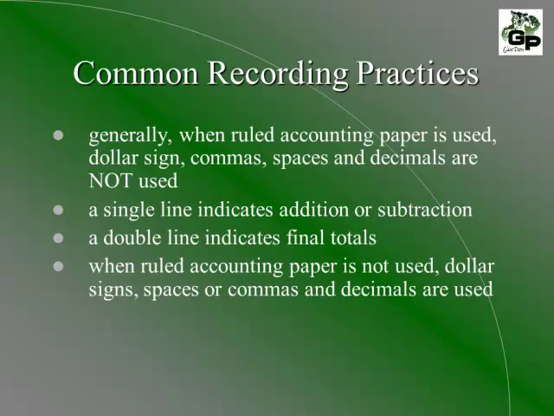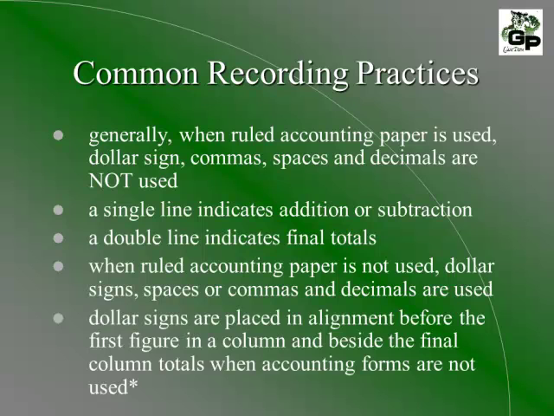When ruled accounting paper is not available, dollar signs, spaces, commas, decimals must be used. Dollar signs are placed in alignment before the first figure in a column and beside the final column totals when accounting forms are not used. And as I said earlier, I would encourage you to use dollar signs even in ruled accounting forms.